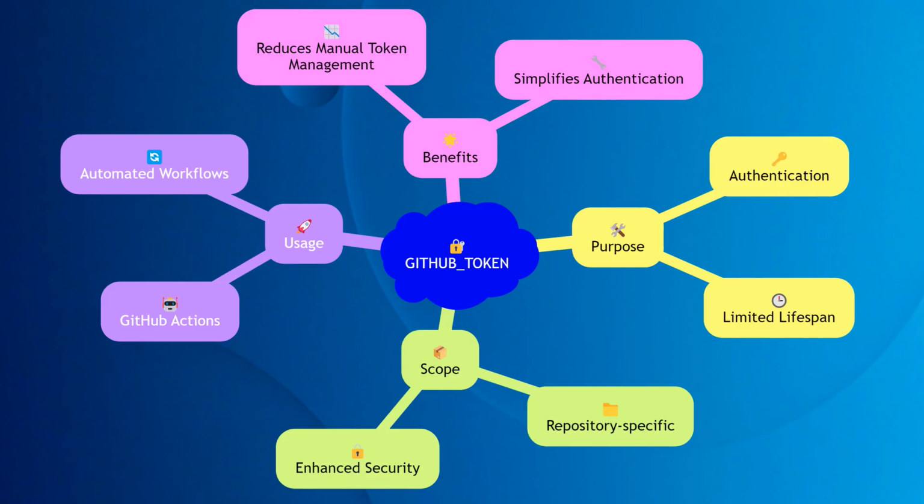GitHub Token is an automatically generated token provided by GitHub Actions. It is used to authenticate on behalf of the GitHub Actions workflow. This token is scoped to the repository that contains the workflow and has a limited lifespan, enhancing security. GitHub Token simplifies the process of authenticating within workflows, reducing the need to manage long-lived tokens manually.